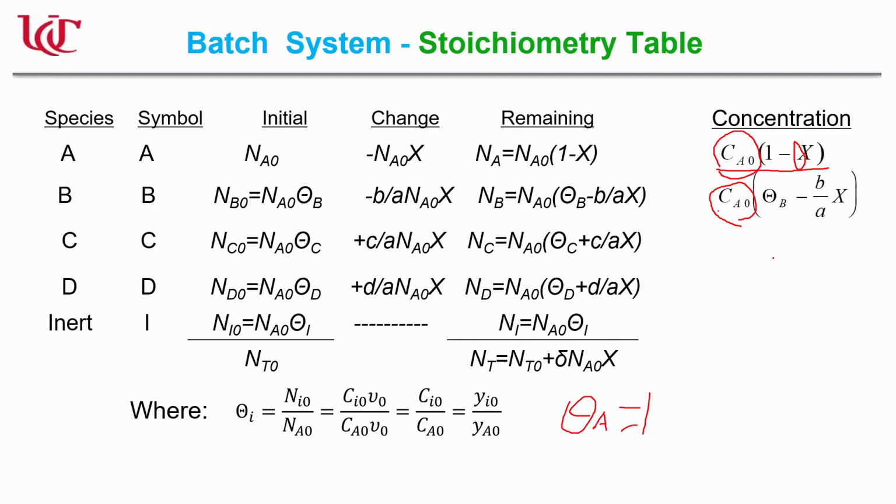Then also it's easy for us to get C, for example, CA zero, and there should be theta C. It's plus for C, C over A times X. If you read that, I think it's also easy for you to remember. But of course, if you don't remember it, you try to derive it by yourself. Derive it two or three times, and you can remember it. So that's for the batch system.